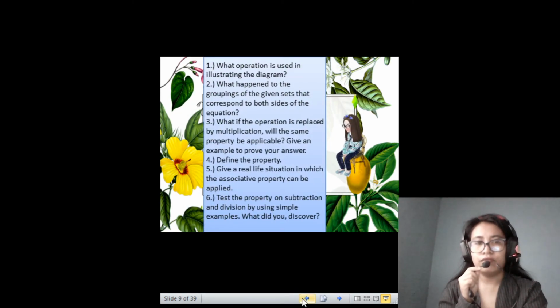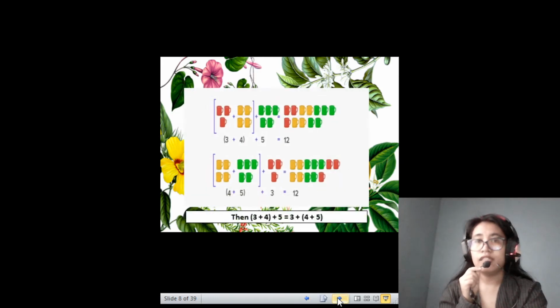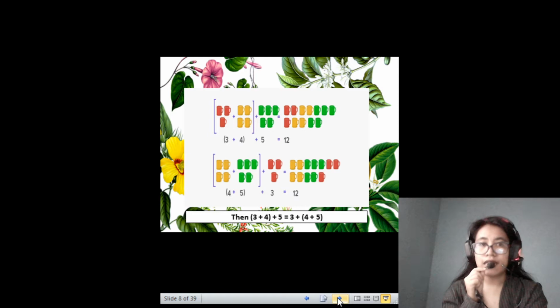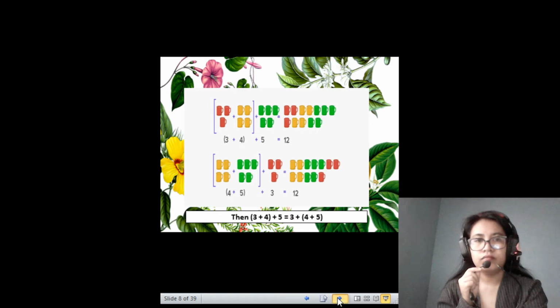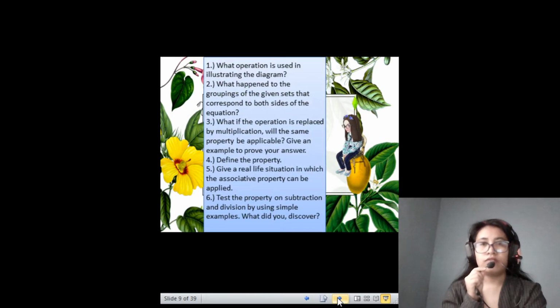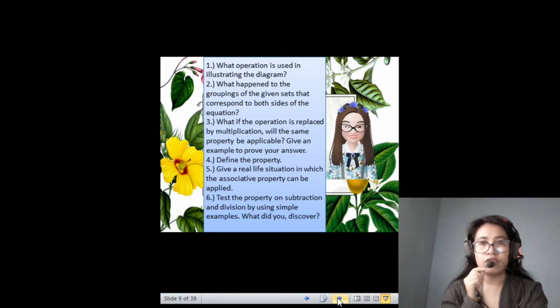I have here another diagram, not a Venn diagram. Quantity 3 plus 4 plus 5 equals 12. Another, quantity 4 plus 5 plus 3 equals 12. First, what operation is used in illustrating the diagram? The same question a while ago. Second, what happened to the groupings of the given sets that correspond to both sides of the equation?